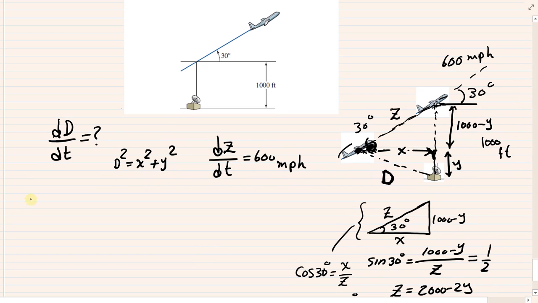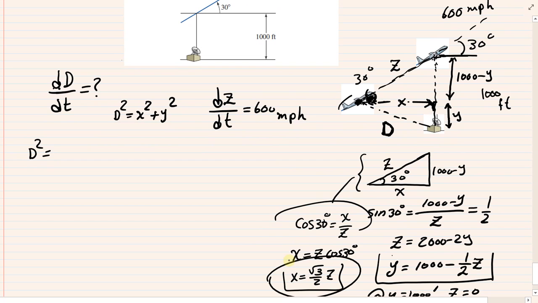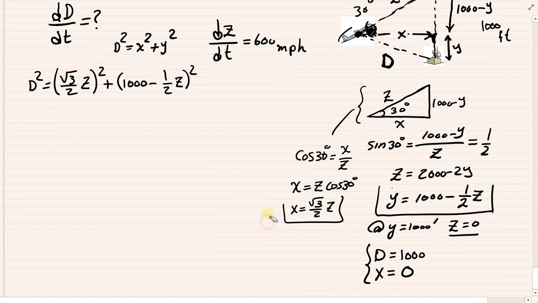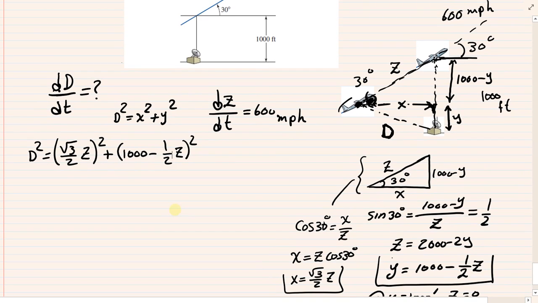Let's change our equation. D squared is X squared plus Y squared. Remember, X is right in here. X is root 3 over 2 Z. So I'm going to write X squared as root 3 over 2 Z squared, plus Y was 1,000 minus 1/2 Z squared. The hardest part here is the geometry and coming up with the relationship between the variables. That is, this equation is the hardest part. Once we have that, the rest will be easy.